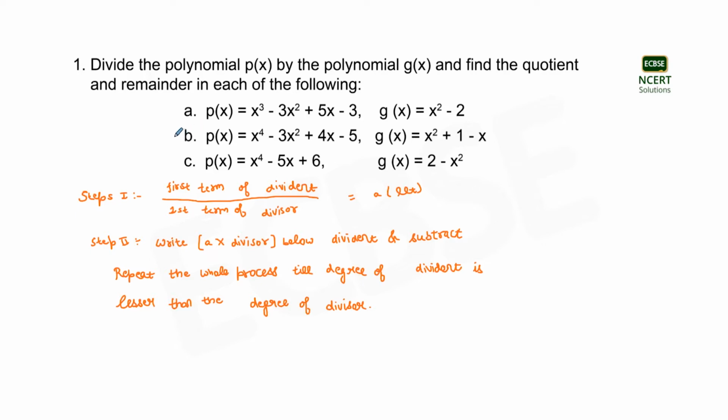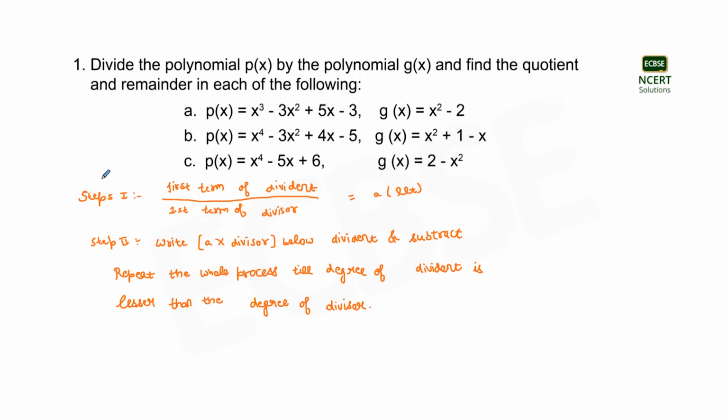Hello students, so here we are with the first question of the third exercise of the chapter Polynomials. The first question is: divide the polynomial p(x) by the polynomial g(x) and find the quotient and the remainder in each of the following. Here the polynomial p(x) and the polynomial g(x) have been given in parts A, B and C.